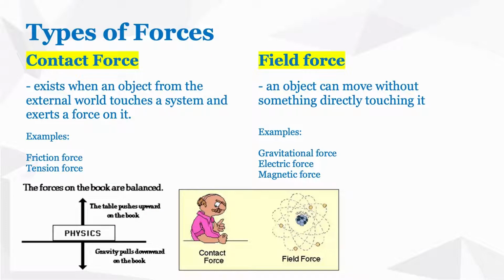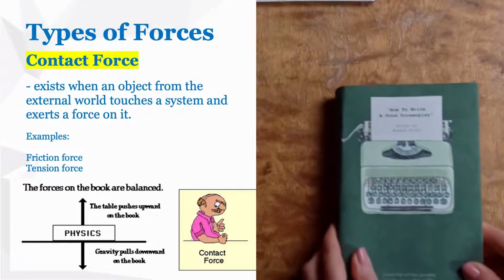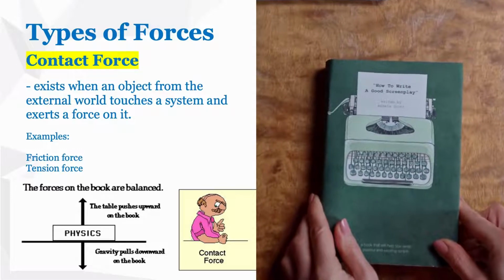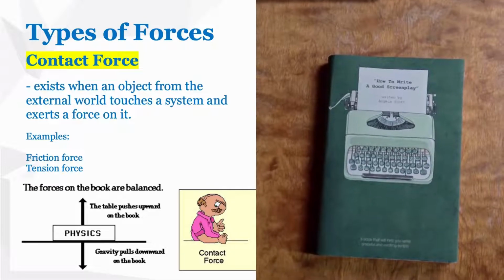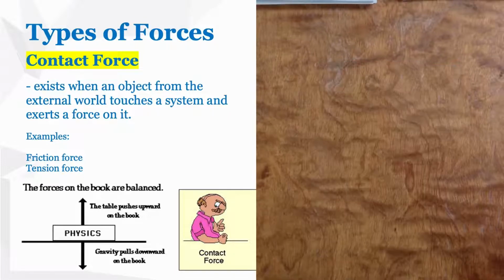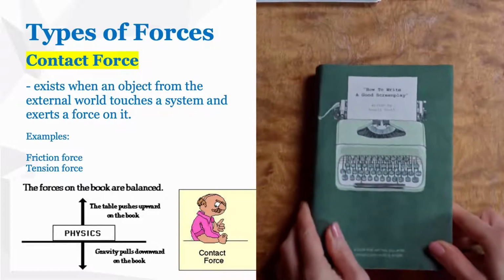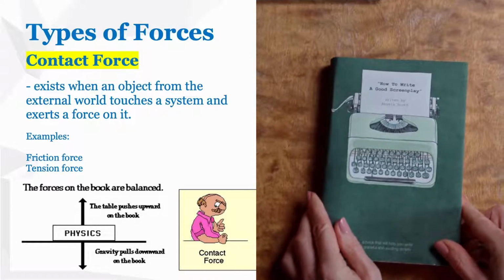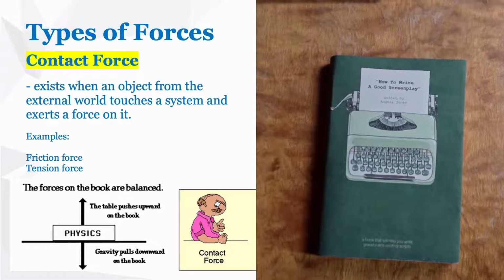There are two types of forces. These are contact force and the field force. The contact force exists when an object from the external world touches a system and exerts a force on it. Think about a book on a table. If you push it, you are exerting a contact force. But if you put it down, you are no longer interacting with the book, so there is no force from you. But the table is touching it, so the table is now exerting a force.